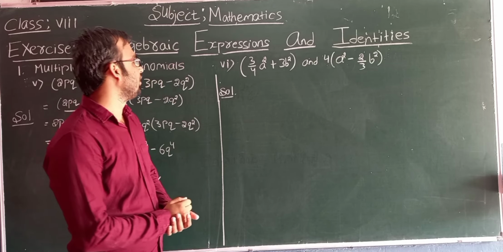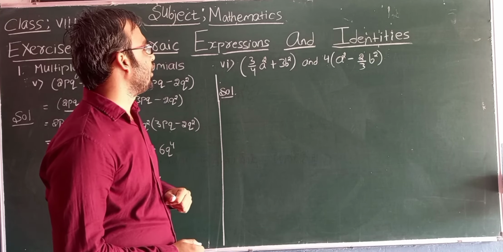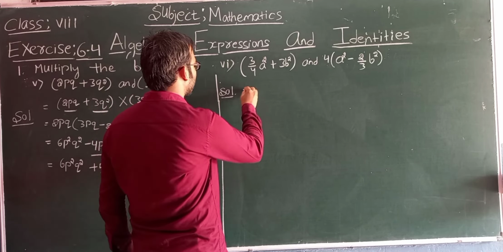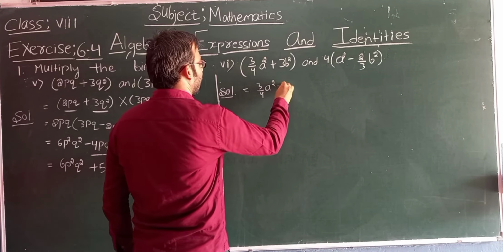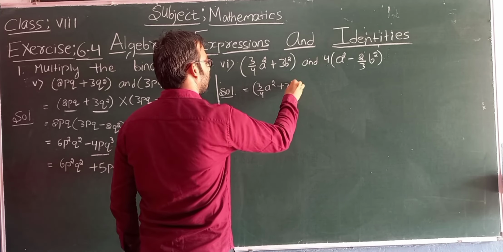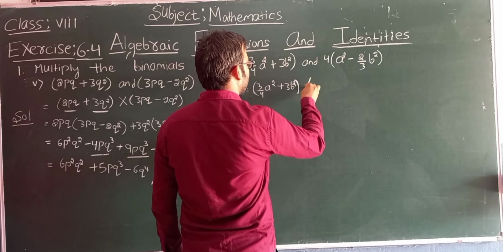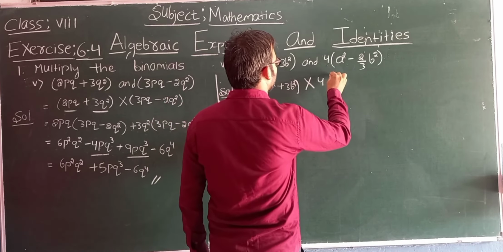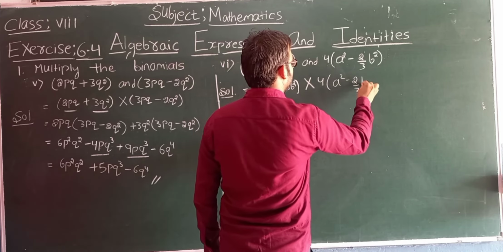Okay, so here what they are given: (3/4 a square plus 3 b square) and 4 of (a square minus 2/3 b square). Now what we need to do? We need to write this one as it is. So (3/4 a square plus 3 b square) next into 4 a square minus 2/3 b square.